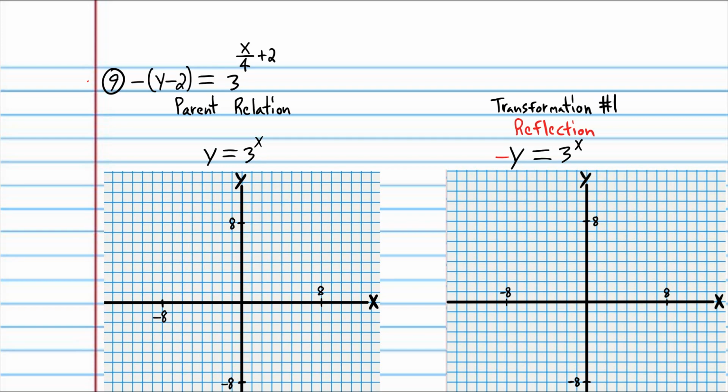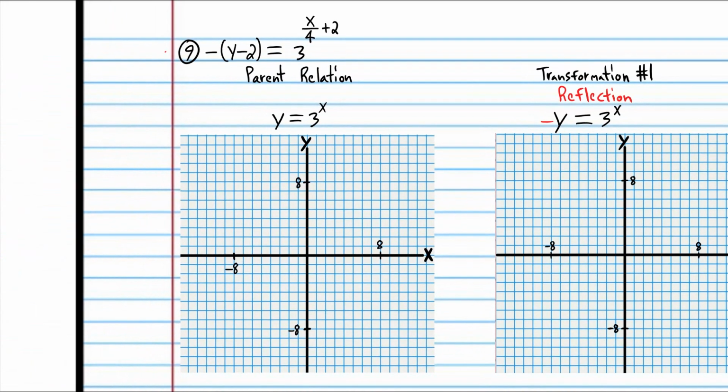So remember, graphs of exponential relations, they always have a horizontal asymptote on the x-axis. So I'm going to draw that as a pink dotted line because that'll show up really good. So I've got my pink dotted line there.